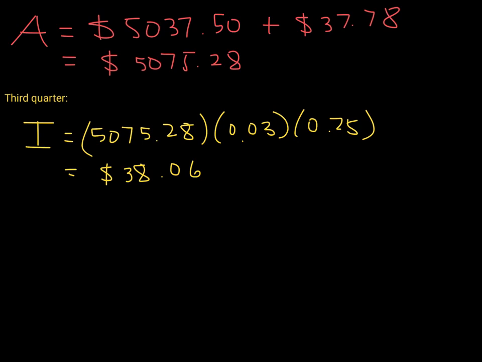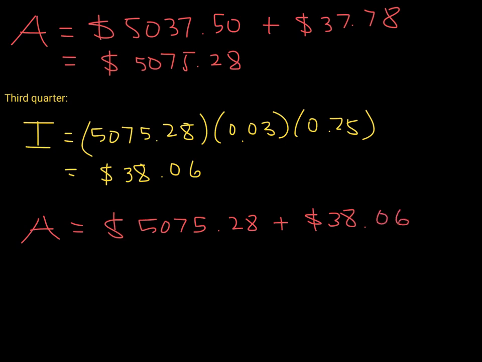So now the amount in her account started at $5,000, has now grown to $5,075.28 plus $38.06. So the amount in her account after the third quarter is, I have $5,113.34.